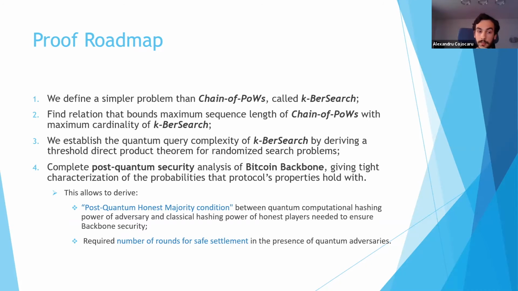security of the Bitcoin backbone by essentially giving a tight characterization of the probabilities of the protocol's properties. Essentially, this also allows us to derive a post-quantum honest majority condition, which, as we have seen, represents a relation between the quantum computational hashing power and the classical hashing power of the honest players, and also the required number of rounds for safe settlement in the case of quantum adversaries.